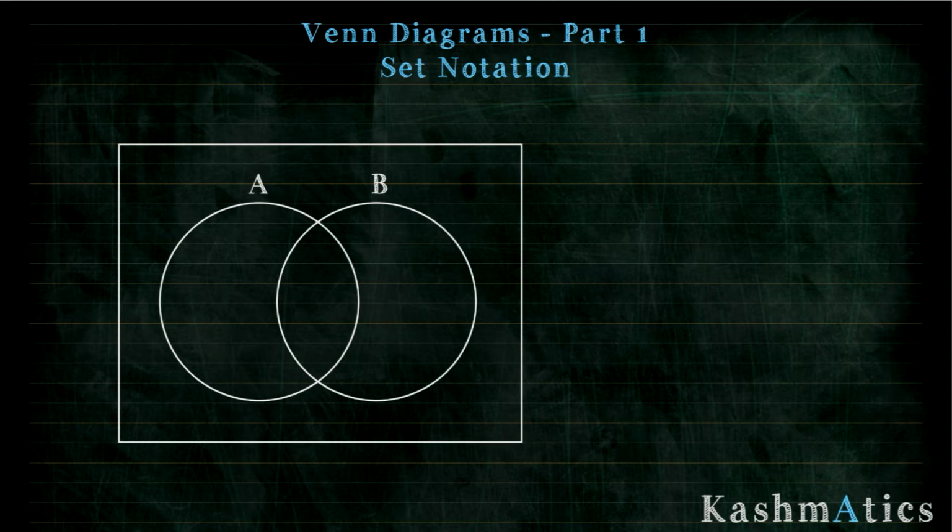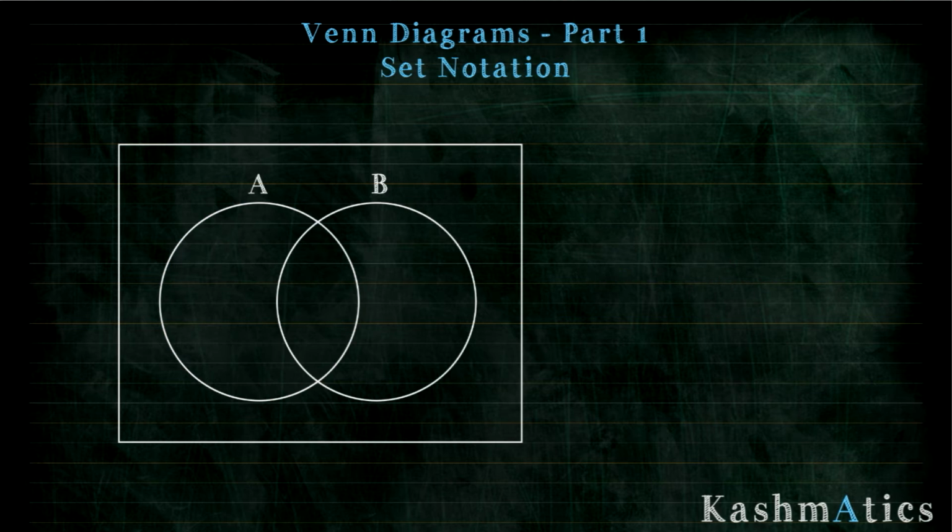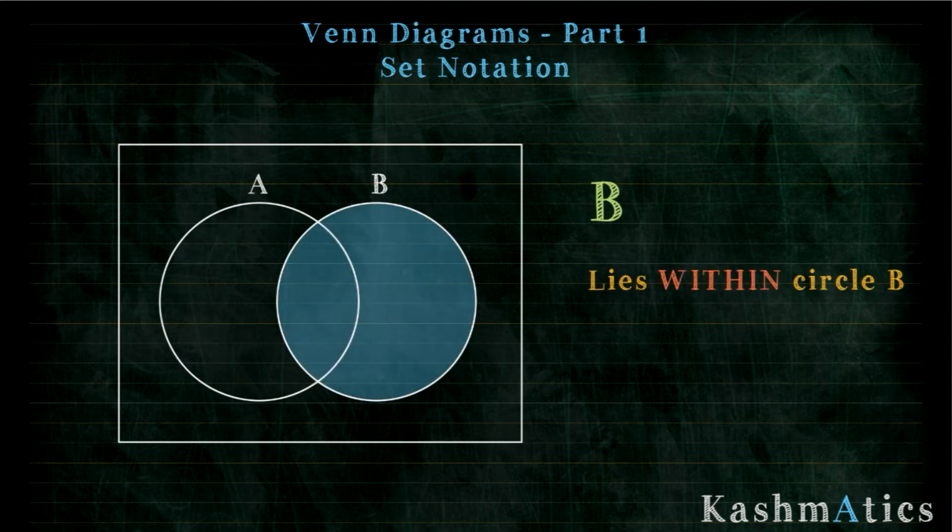Now in my examples the groups are A and B, but it could be anything. It could be French and German, it could be rugby and football, it could be maths and science, it could be netball and swimming. So just bear that in mind. So first of all, if I have a single letter like A, that means the region which lies within circle A, or the people which like category A or whatever it might be. And you show that by shading it in. If it was B, it'd be the other circle instead, so it has to lie within circle B.